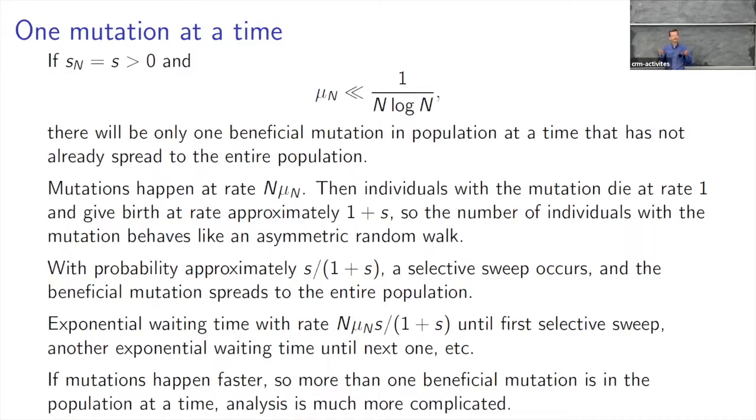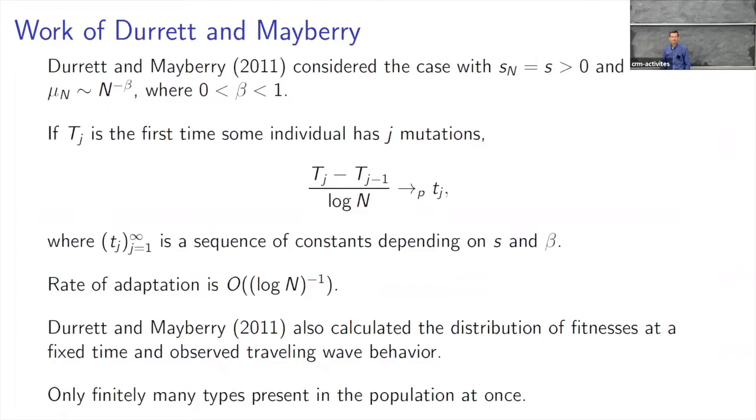So that's a fairly simple picture. But as soon as mutations happen faster, so that we can have more than one beneficial mutation in the population at a time, the analysis quickly gets surprisingly complicated. Now, Durrett and Mayberry considered the case in which, once again, the selection parameter Sn is a fixed positive constant s, but the mutation rate is a little bit faster. So the mutation rate is behaving like n to the minus beta, where beta is between 0 and 1.